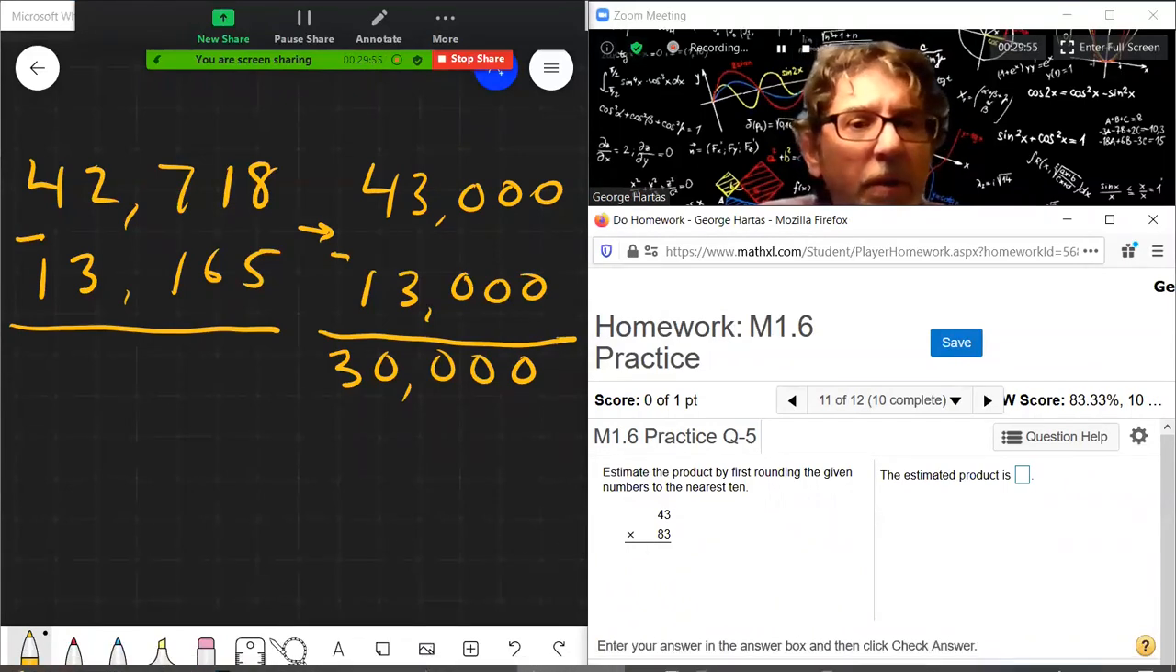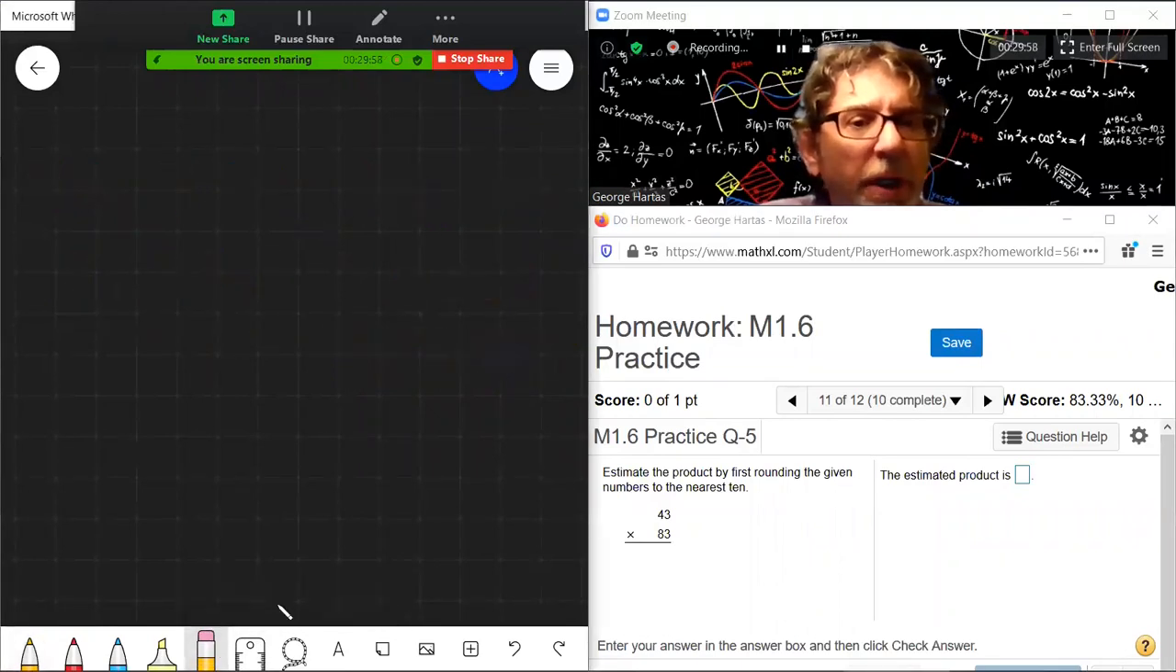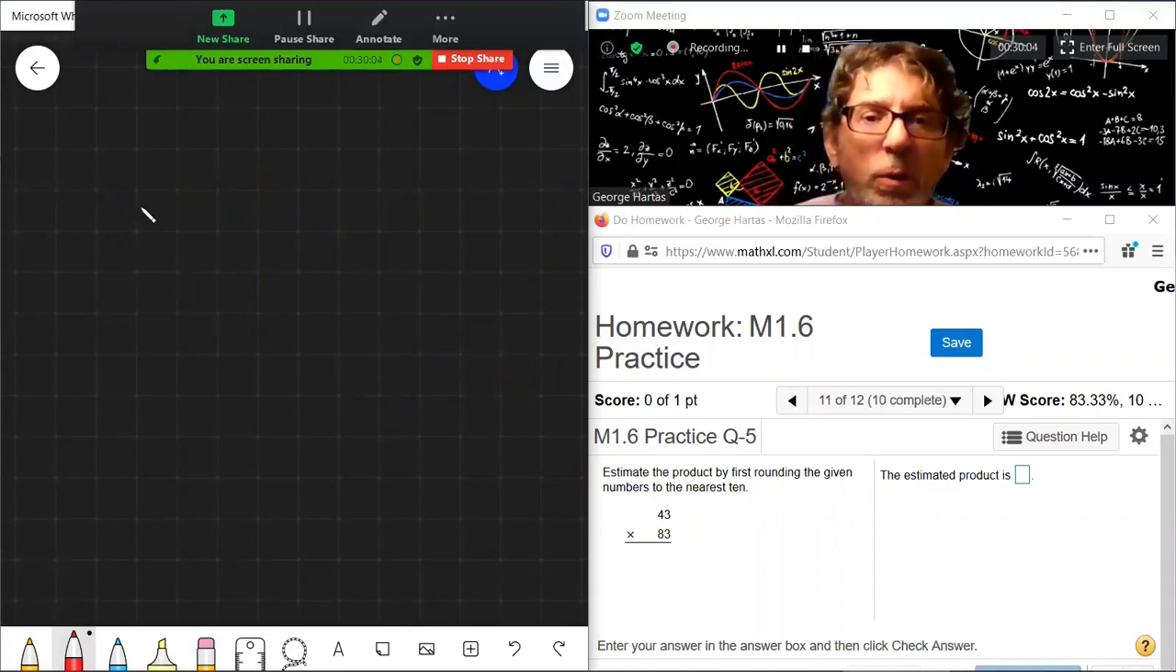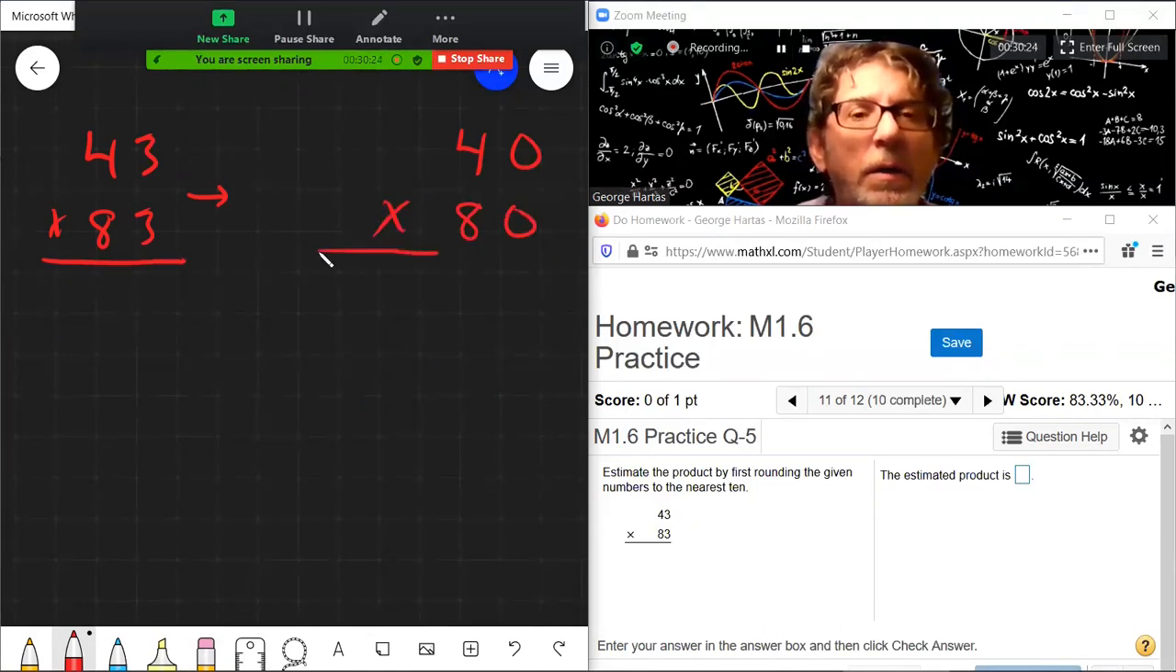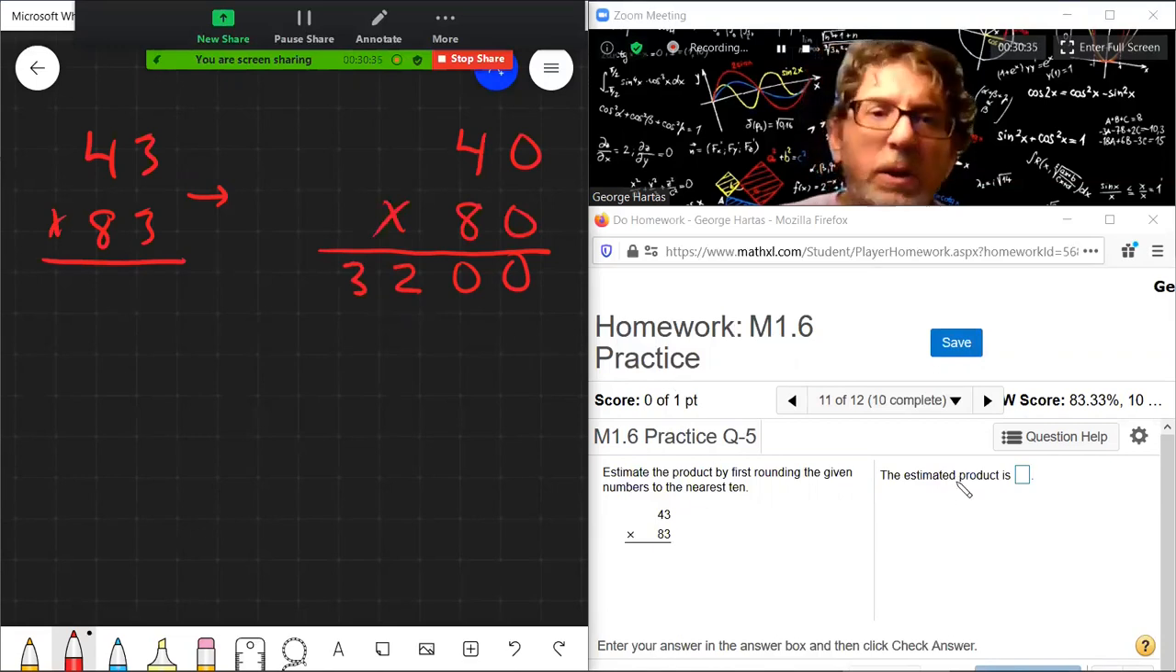All right, so now we're multiplying. So they change operations, right? So just watch out for what you're doing so you're not wasting your time. So here we're multiplying. So we got 43 times 83. And we're going to round to the nearest 10. So the top number is 40. Bottom number is 80. We have 2 zeros to the right of the numbers. They come down. 8 times 4 is 32. And we're done. Nice. 3,200.